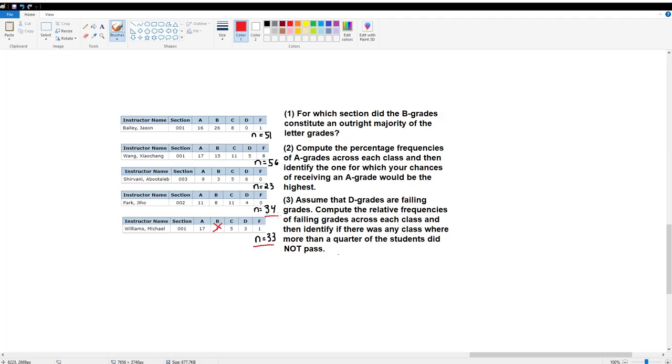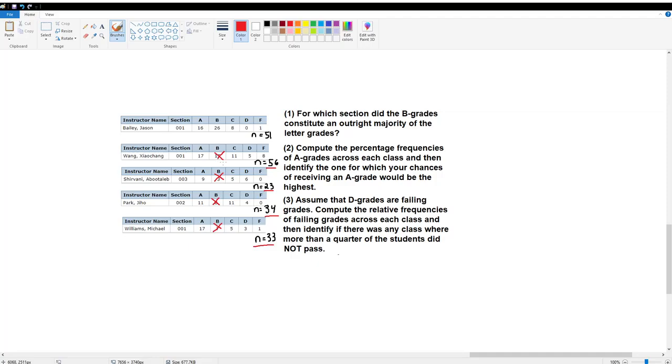34, half plus 1 is 18. Only have 8 Bs? That's not a majority, so it won't be them. 23 for our middle section. Only 3 Bs. Half plus 1 would be 12. Not a majority, so it won't be them. How about 56? Well, half plus 1 would be 29. We only have 15 Bs.